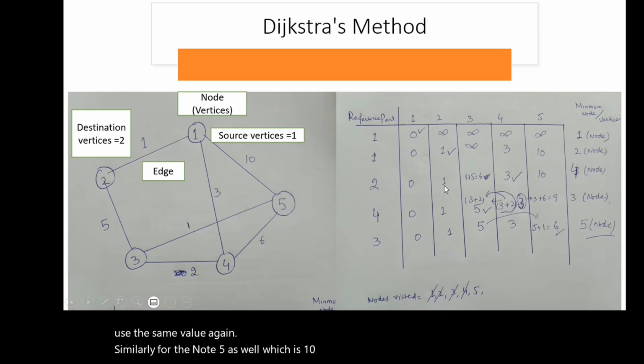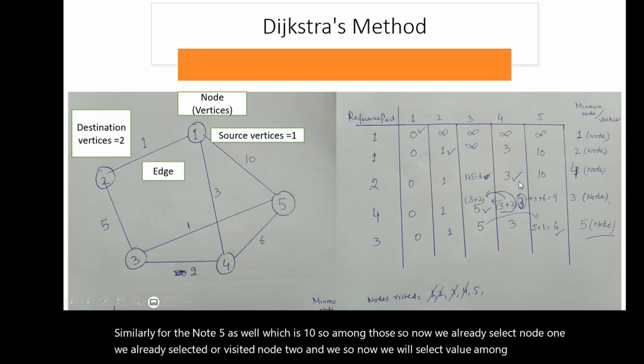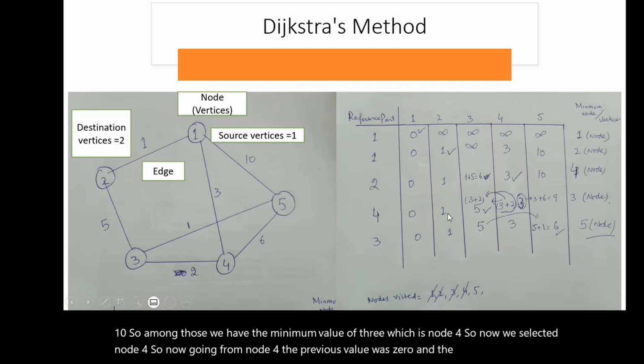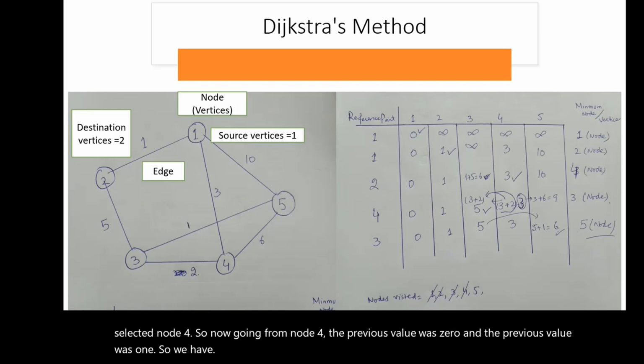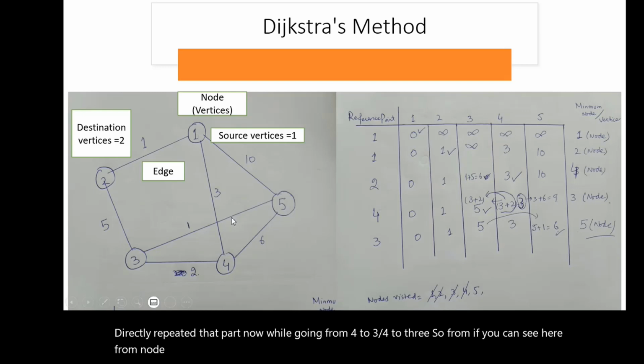So among those, we already selected node 1. We already selected or visited node 2, so now we will select the value among 6, 3, and 10. Among those, we have the minimum value of 3, which is node 4. So now we selected node 4. Now going from node 4, the previous values were 0 and 1, so we directly repeat that part. Now, while going from 4 to 3, if you can see here from node 1, we had the previous value of 3.